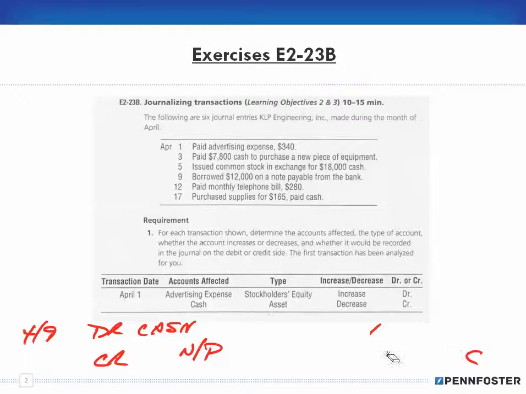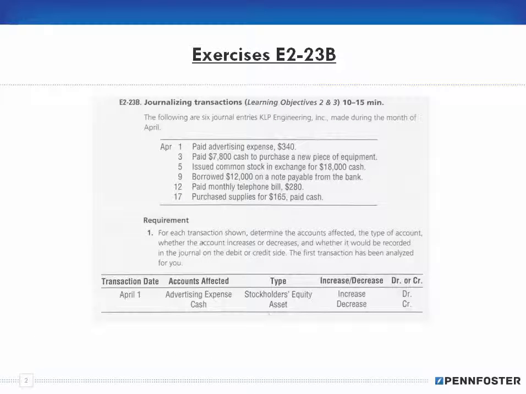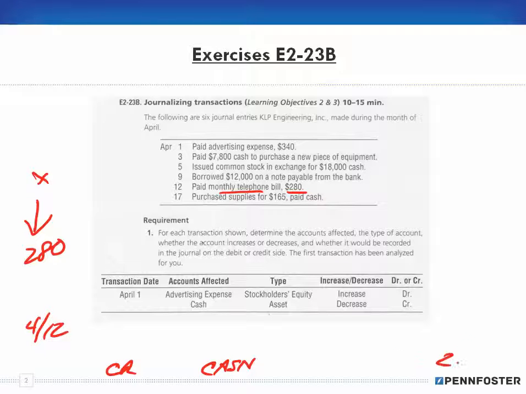Next transaction. $412. Paid monthly phone bill, $280. Okay. So am I affecting my cash? Yes. Is it increasing or decreasing? Well, if I'm paying it, I'm paying out cash, that means I'm decreasing my cash by $280. Well, if I decrease my cash, that means I'm crediting my cash for $280.